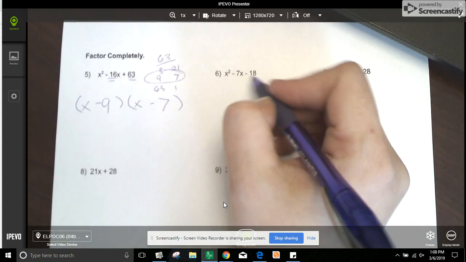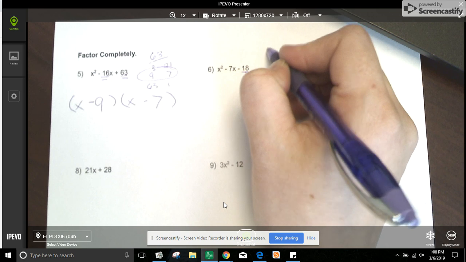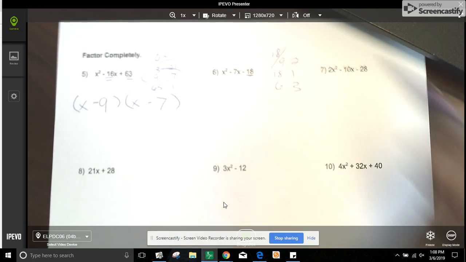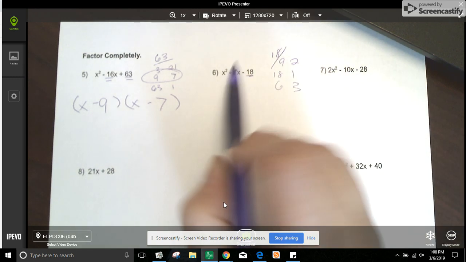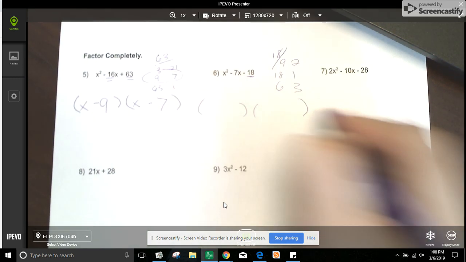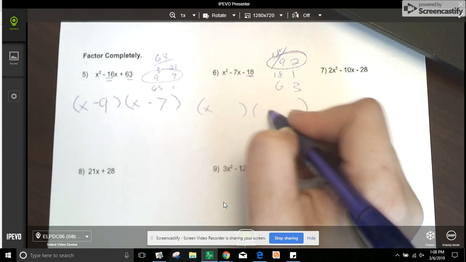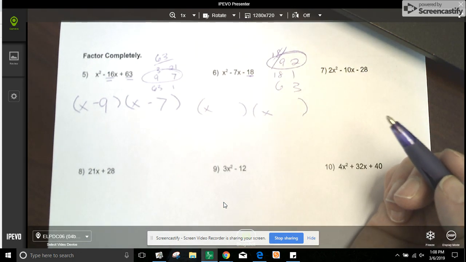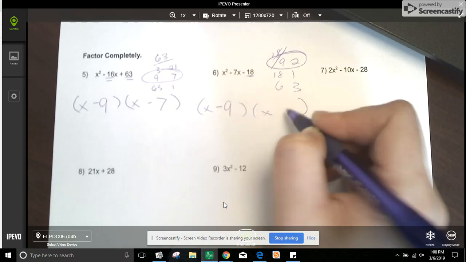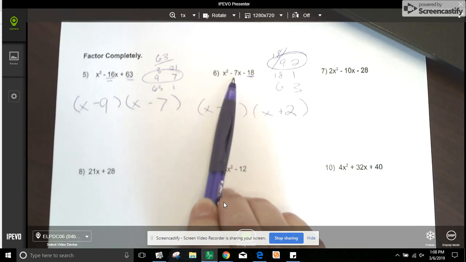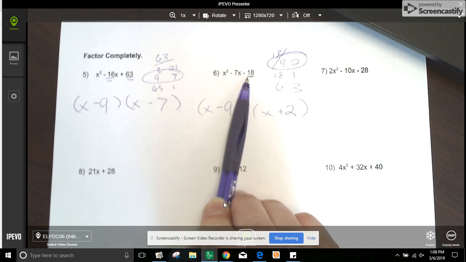So for number 6, multiply to 18. So what multiplies to 18? 9 and 2, 18 and 1, 6 and 3. And it has to add to negative 7. So it would be 9 and 2. So to get to negative 7, I would want to do minus 9 plus 2. So when I add these two numbers together, I should get the middle term. And when I multiply these two numbers together, I should get the back term.